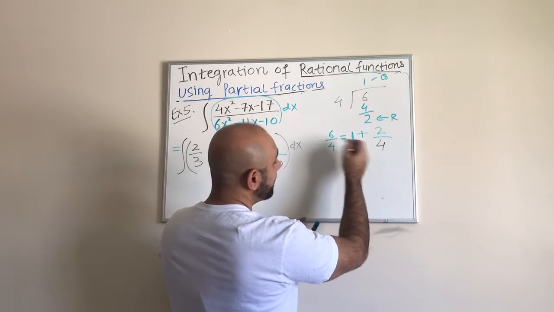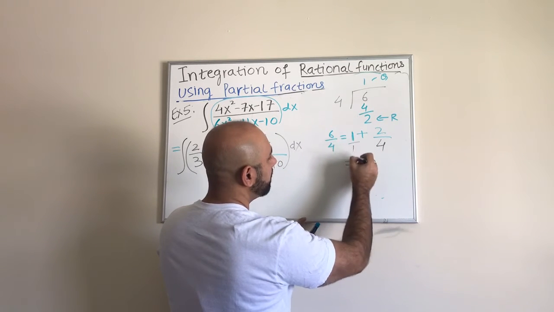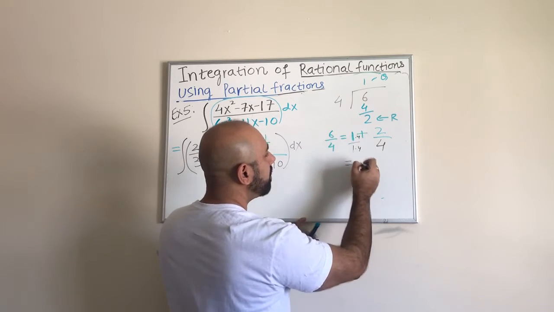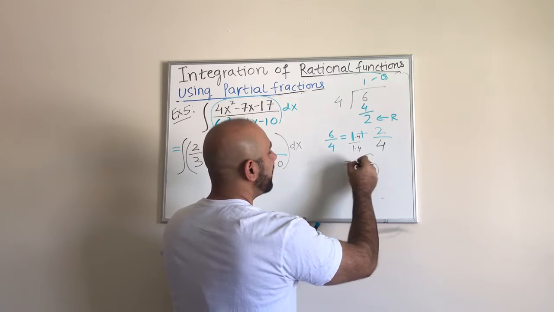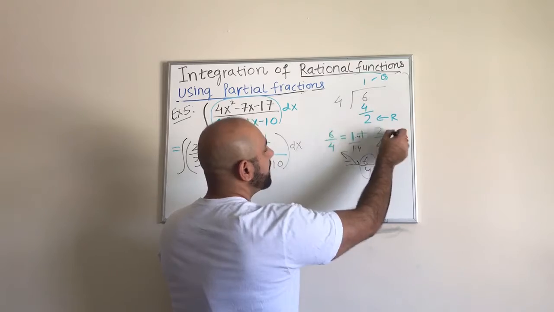But let us verify if this actually adds up to 6/4. There's an invisible 1, you multiply by 4, multiply by 4, 4 times 1 is 4, 4 plus 2 is 6, so it is actually the same thing as the left hand side. So this actually works, guys.